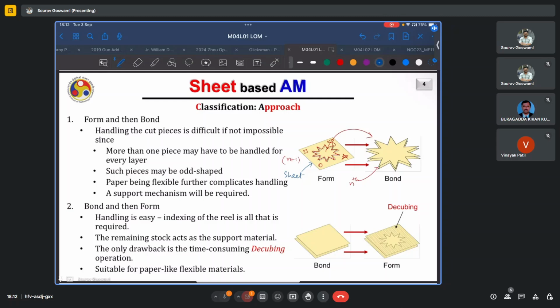And then in certain cases where raw material such as paper is used, they are not really very rigid and they are of flexible nature. Thus, handling paper or paper-like substances becomes even more challenging because it will flail around, it will not remain rigidly clamped. And a support mechanism may be required, which we can see that there is no provision for any supports in this form and then bond process. Say for this n plus 1th layer, you had a star of a similar shape, but for the n plus 2th layer, say you have like a larger star.